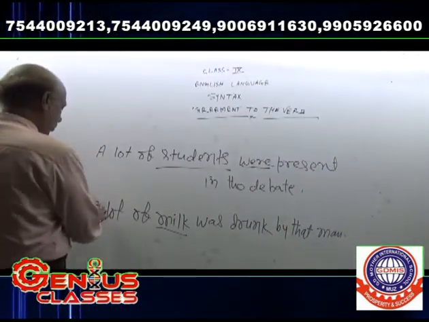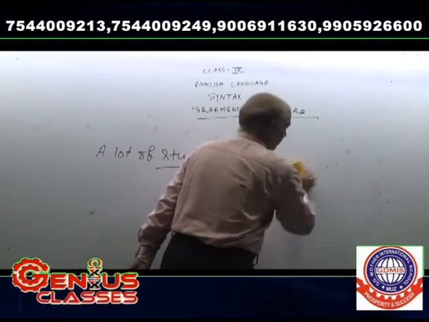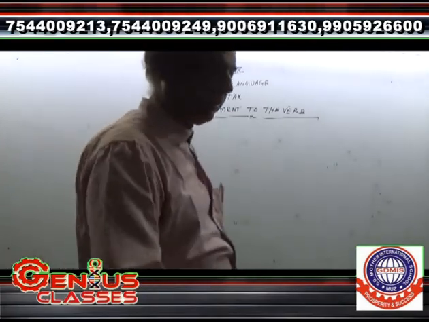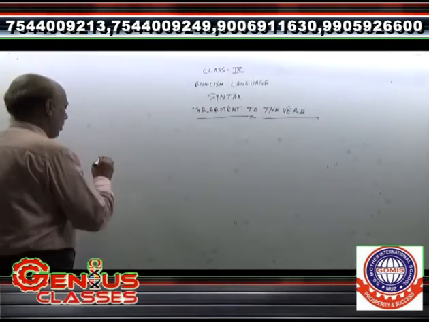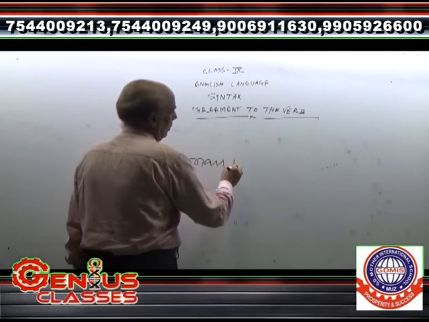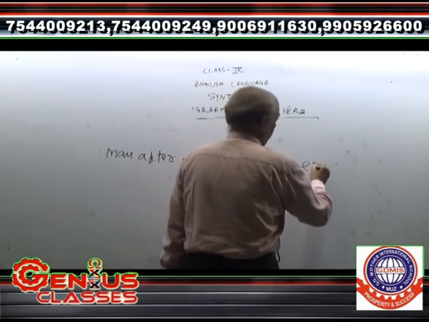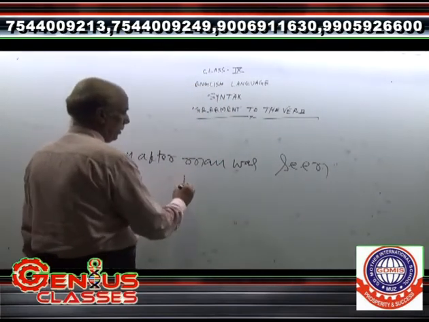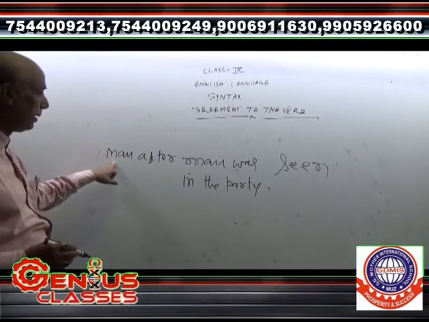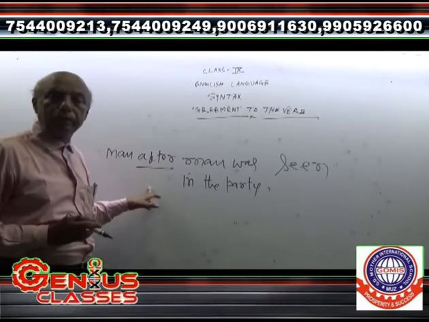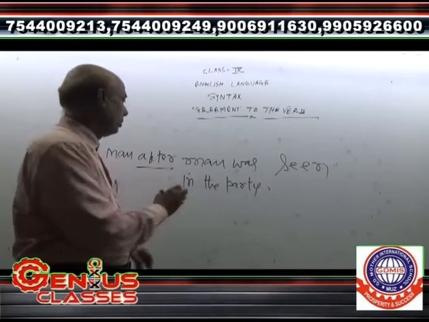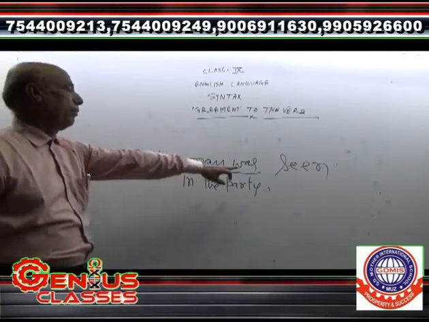As for example, I am going to write it. Man after man was seen in the party. Here, man after man, both are similar words. In the middle, after has been used, and in that condition, a singular verb is used. So here was has been used. Man after man was seen in the party.